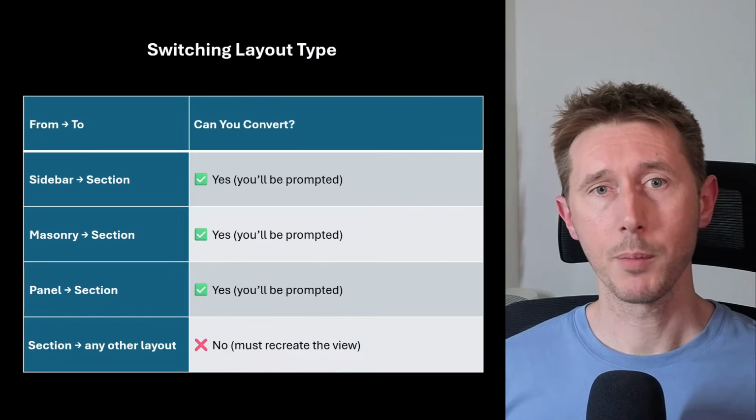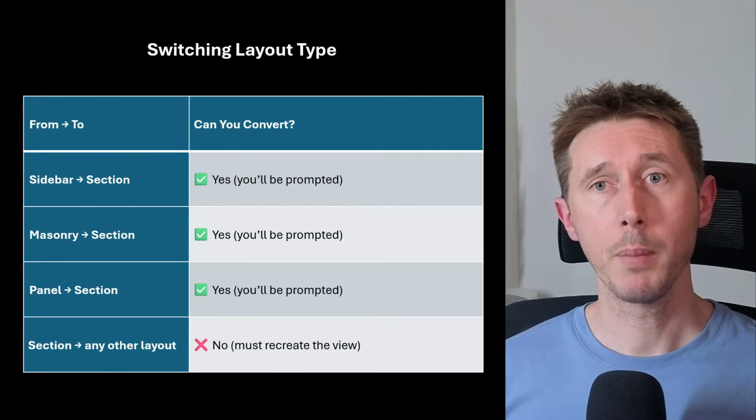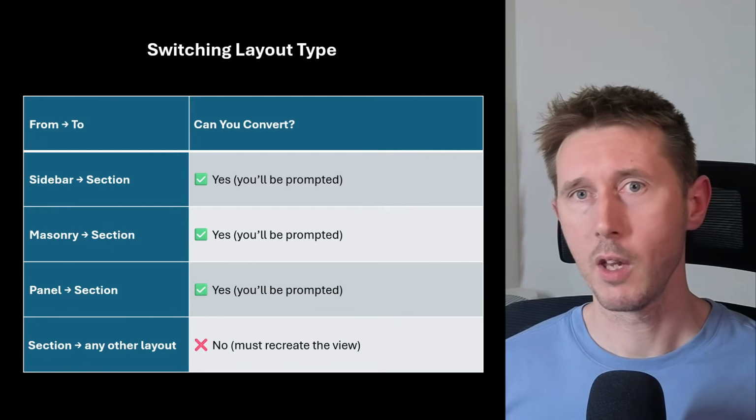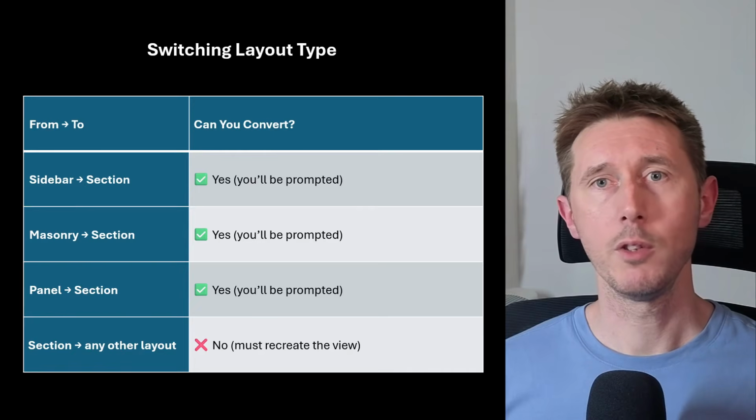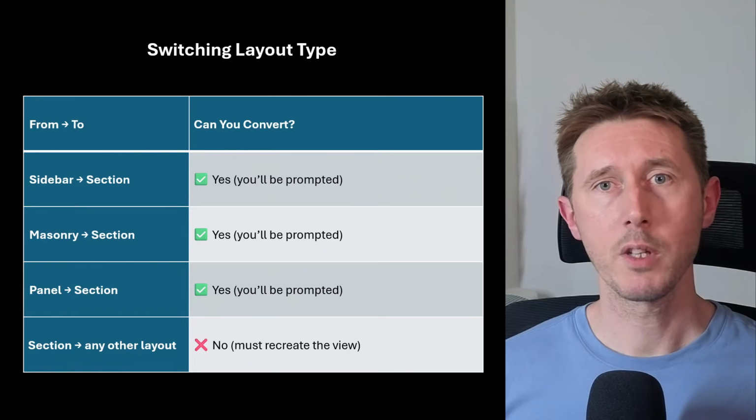Each view in your dashboard can have a different layout, so you can customize the experience based on what makes the most sense for that screen or that device. Just a quick heads up, while you can switch from Masonry, Panel, or Sidebar to Sections after accepting the Home Assistant prompt to convert, once a view is using the Sections layout, you can't switch it back to any other layout. So keep that in mind when planning your dashboard. If you want to change it later, you'll need to rebuild that view from scratch, since it's not possible to switch from sections to another layout.